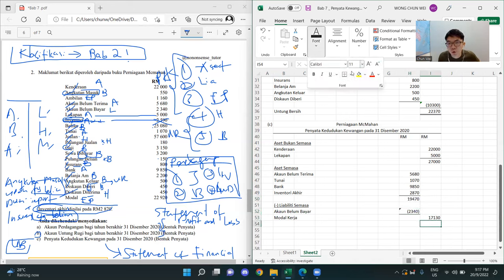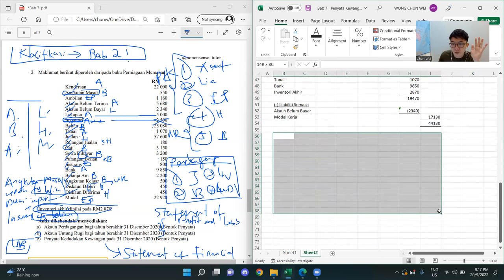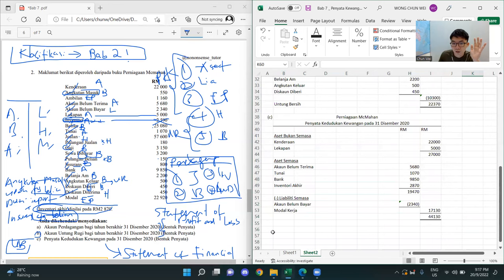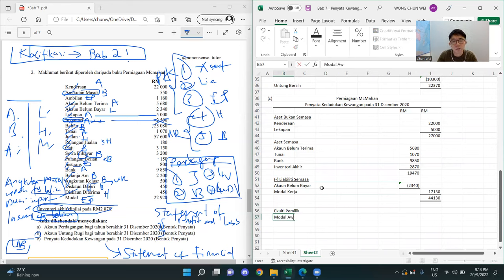After you get your modal kerja, what to do? You add with your asset bukan semasa. So here's this 27,000 plus 17130. Get 44,130. Okay, not done yet. You still have the part bawah, the bottom part. So you start off with your equity pemilik. Okay, under equity pemilik always ada modal awal. Modal awal lepas you have to plus your untung bersih, isn't it?